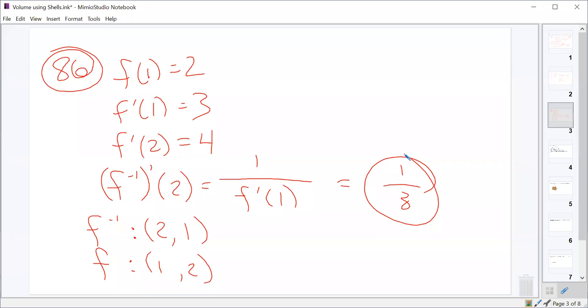The f prime of 2 was just extra information that we didn't need. 100% correct. Yes, that f prime of 2 is just there to screw with you. They put an answer choice of 1/4 in the answers, I'm sure, to make you think that maybe you should have used f prime of 2 instead of f prime of 1.